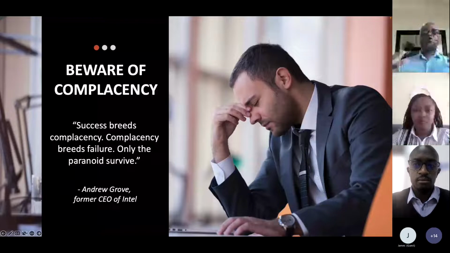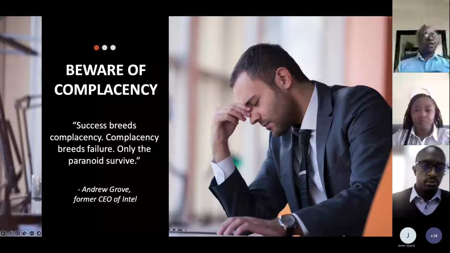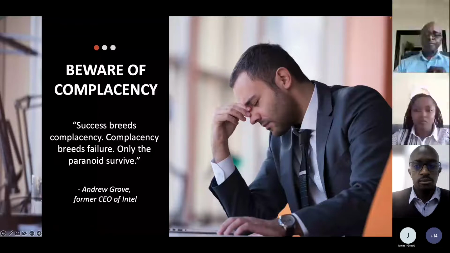Therefore, because of your recent success in not being a target yet, you've become complacent about the security measures in your organization. But a famous former CEO of Intel, Andrew Grove, famously said that success breeds complacency and complacency breeds failure. Only the paranoid survive. And I tend to agree with this. And I hope many of you will agree too.